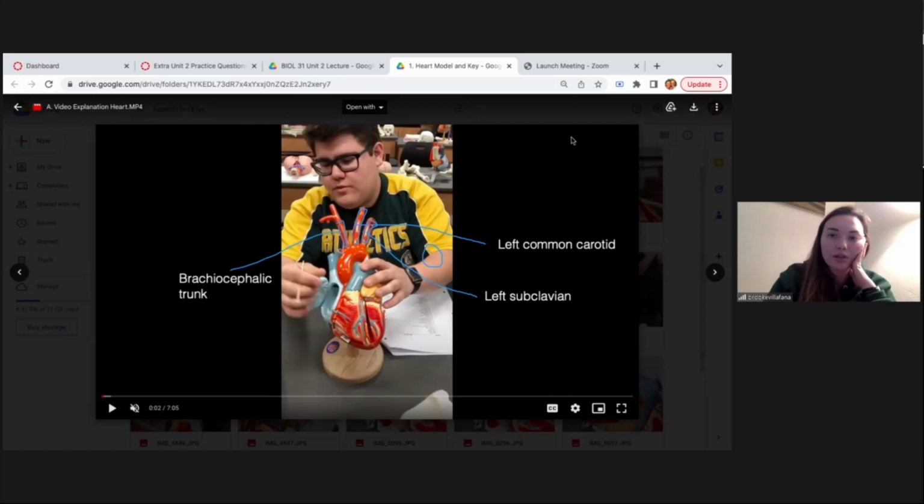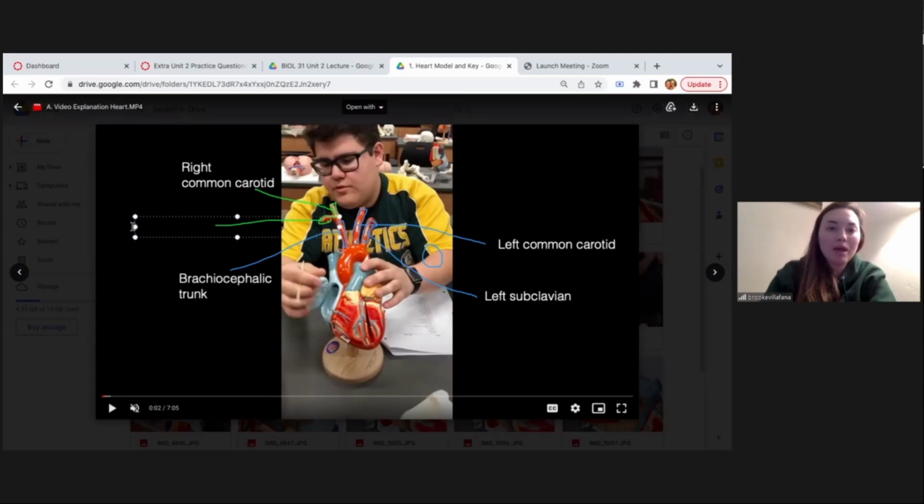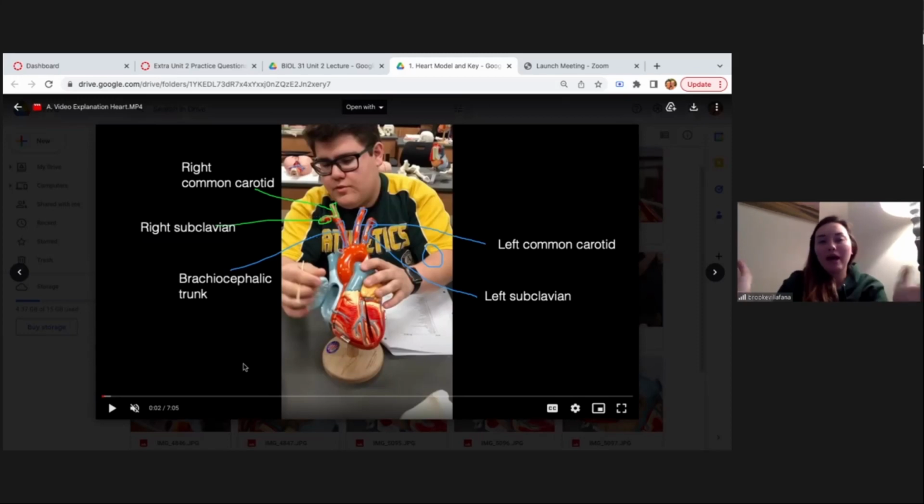I'm going to change the color. It branched into the right common carotid on the inside, and then the right subclavian here on the outside. So how do you remember that for your lab exam? The way I remembered it is subclavians are on the outside. So if you guys look, subclavians would be on the outside, subclavian on the outside.